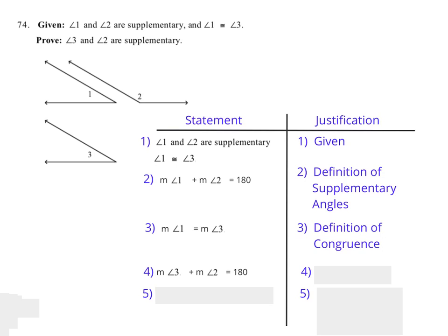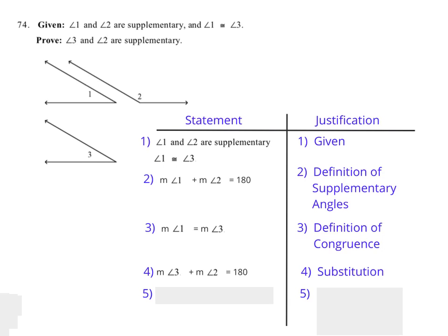Measure of angle 3 plus the measure of angle 2 equals 180, because we took this original statement and we said, we know what the measure of angle 1 is equal to. So anytime we see the measure of angle 1, we can replace it with what it's equal to. Okay, and that's what we did there. And that is simply substitution. We just substituted it in. Now, what can we do from here?